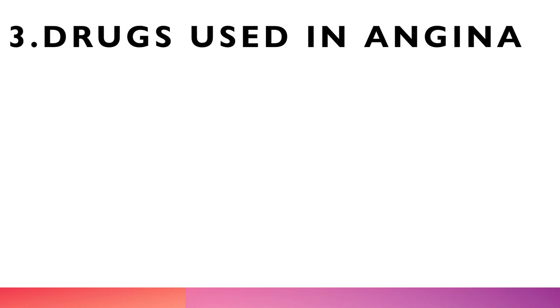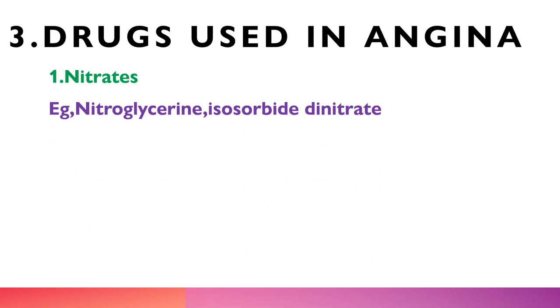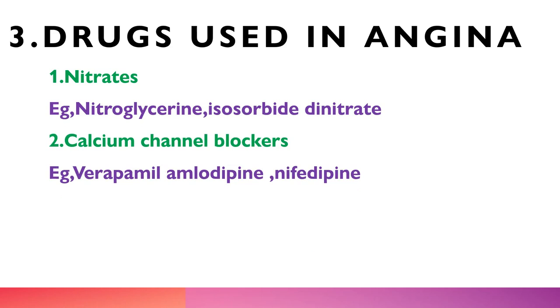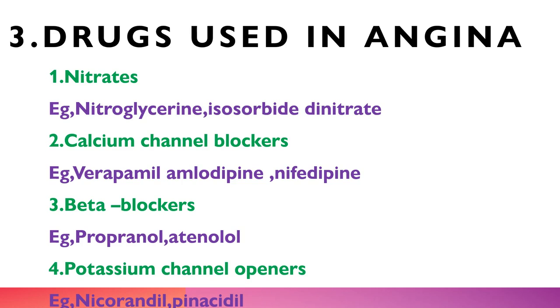Drugs used in angina, that is angina pectoris. First one, that is nitrates. Example, nitroglycerin, isosorbide dinitrate. Second, calcium channel blockers. Example, verapamil, amlodipine, nifedipine. You can remember it as chill pills for calcium channel blockers. Third, beta blockers. Example, propranolol, atenolol. Atenolol is a widely prescribed drug in hospital settings. Fourth, potassium channel openers. Be careful while reading openers, not blockers. Example, nicorandil, pinacidil.